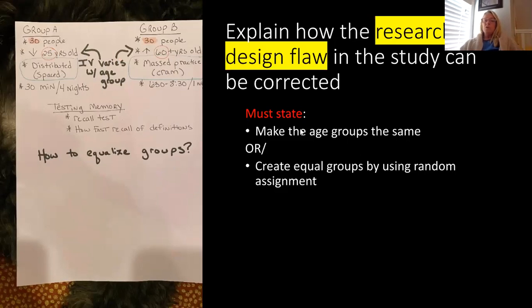So you could say, to correct this flaw, you must make the age groups the same. So we could have everybody be 25 and under, or everybody be 60 and older in both groups. Or you could say, I'm going to create equal groups using random assignment. So what that means is I've got people from the age of 10 to 80 in this group, and I've got people from the age of 10 to 80 in this group. There isn't one or the other.